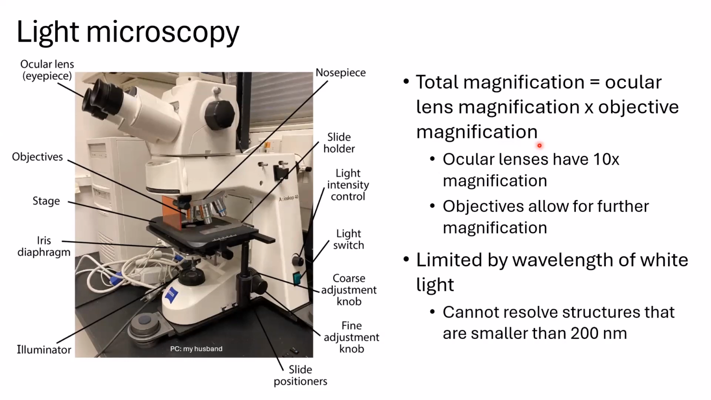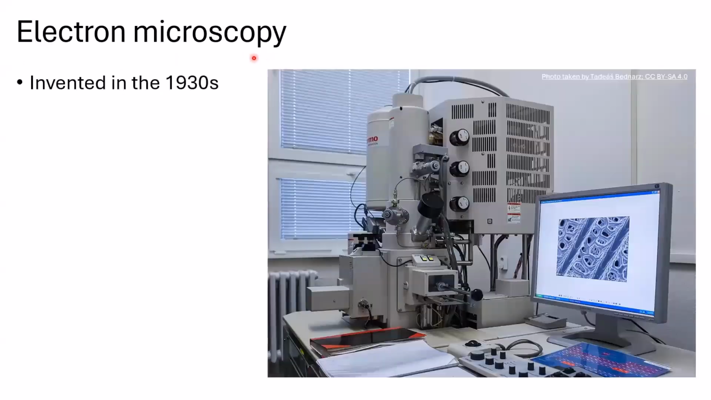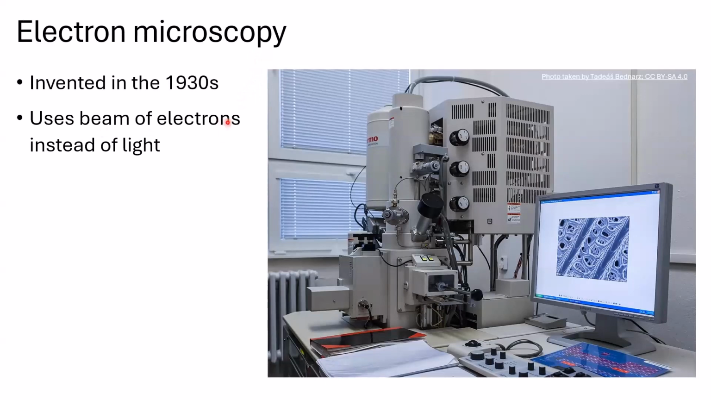Light microscopes have a limited resolution of 200 nanometers, which means that it cannot distinguish 2 objects that are within 200 nanometers of each other. That's because these microscopes are limited by the wavelength of white light. Electron microscopy was invented in the 1930s and allows for much higher magnification. Instead of light, it uses beams of electrons.